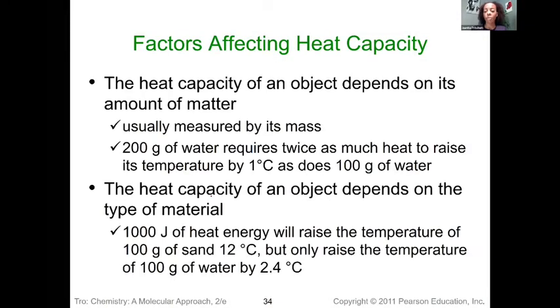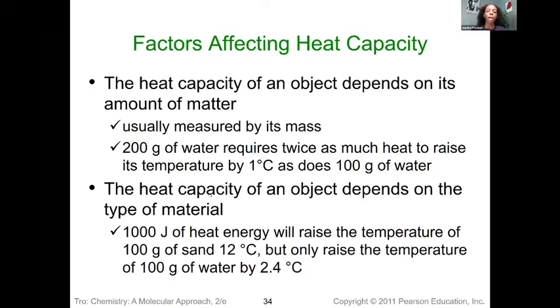There are a number of factors that can affect the heat capacity. First, the heat capacity of an object depends on the amount of material that's present, or the amount of matter. Normally when we're measuring matter, we measure its mass. So if we have 200 grams of water versus 100 grams of water, 200 grams is going to require twice as much heat to raise it by 1 degree Celsius compared to 100 grams.